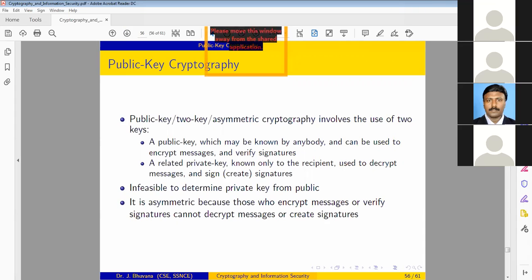One key I keep secret, and the other key I reveal to everyone else. See, I am Bhuvana. This is my public key. Make a note of it. So every one of you will know my public key. In the same way, I know your public key also, but I don't know your private key, and you don't know my private key. That is how the public key cryptographic technique works.